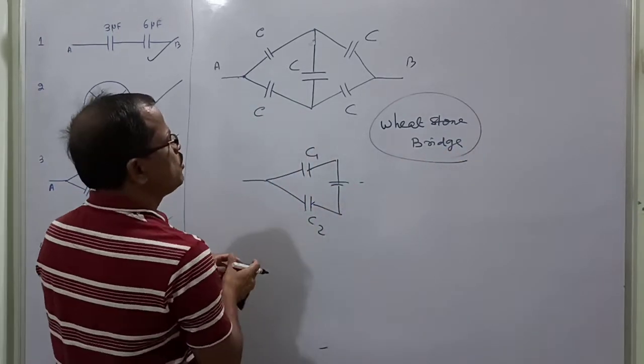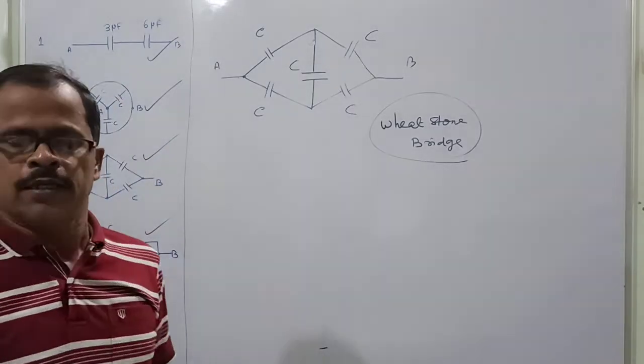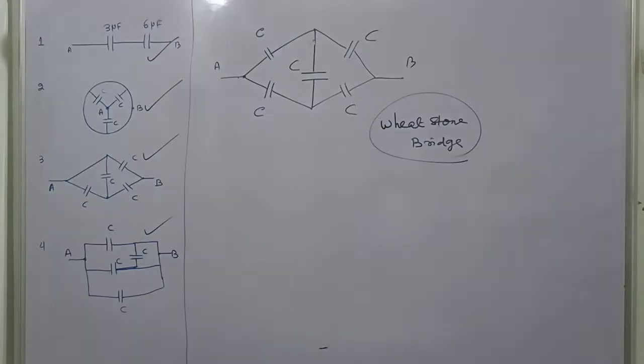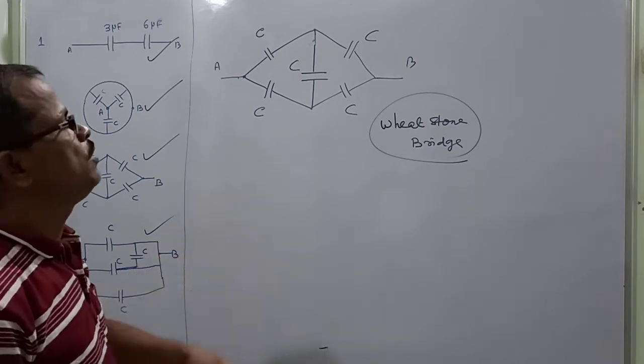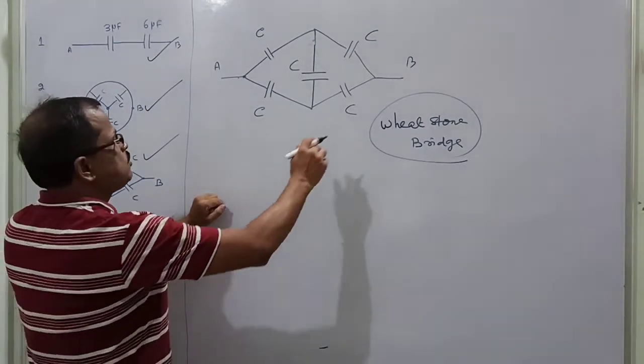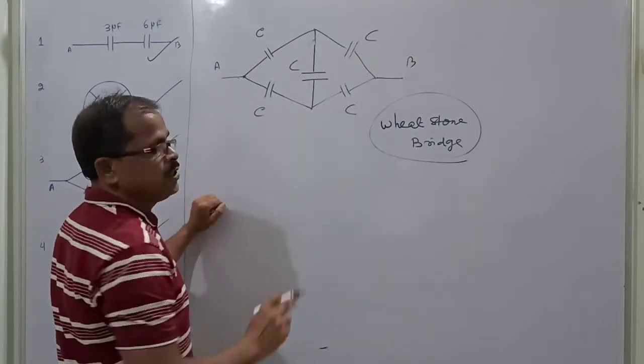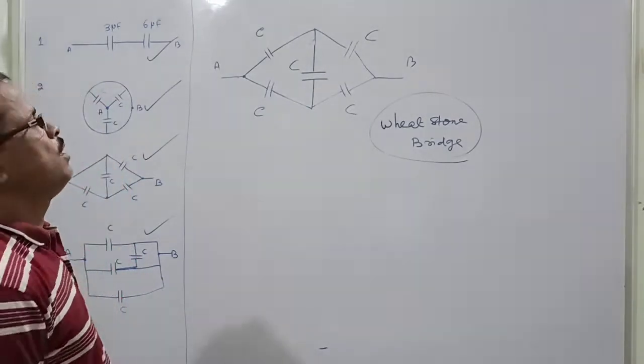So this type of connection is called Wheatstone bridge connection. Please note down things. Time to time you review the video and try to understand. This is called the Wheatstone bridge connection. So in this Wheatstone bridge connection, how to get the net capacitance between the point A and B? Look here what I am telling. How to solve the problem?